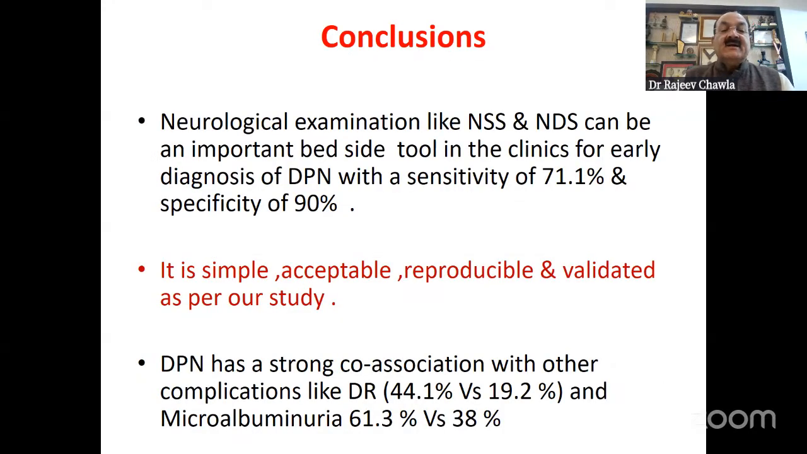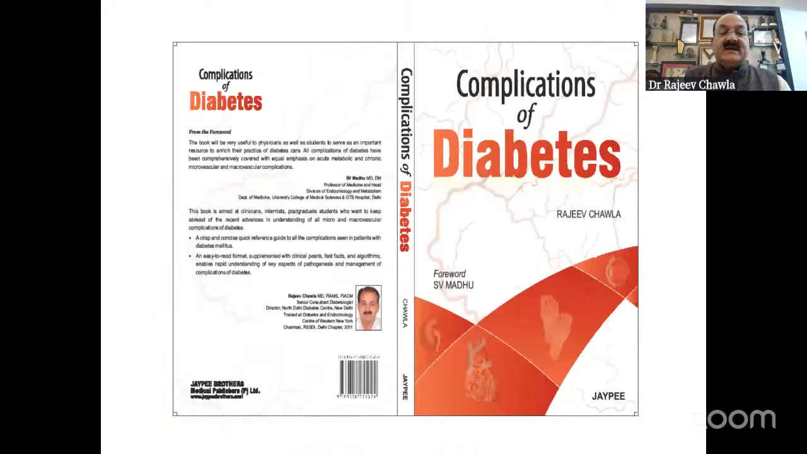From our studies, we said that neurological examination like NSS and NDS can be an important bedside tool in the clinics for early diagnosis of peripheral neuropathy, with a sensitivity of 70% and specificity as high as 90%. It is a very simple test. You don't have to use any gadgets at all. Four things in your hand, just apply it on each foot, a 2-minute examination. It is simple, acceptable, reproducible, and validated as per our study. So if you do a bedside examination of peripheral neuropathy, not going into detailed investigation like nerve conduction velocity or EMG or sural nerve biopsy, it can take you to the diagnosis of peripheral neuropathy, and it takes less than 2 minutes.